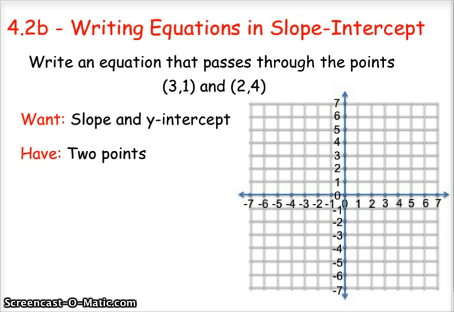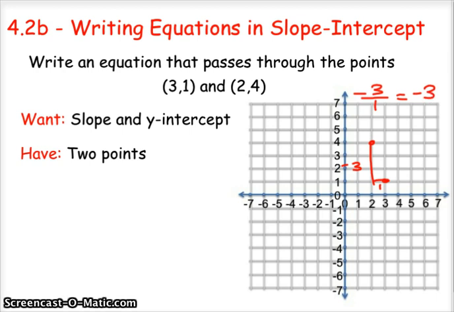Yes, we can. One way to do that is to simply plot our points. So we have (3, 1) and (2, 4). And then we can find the slope, or the rise over the run, between those 2 points. In this case, we're going down 3 and over 1. So our slope would be -3 over 1, or just -3.